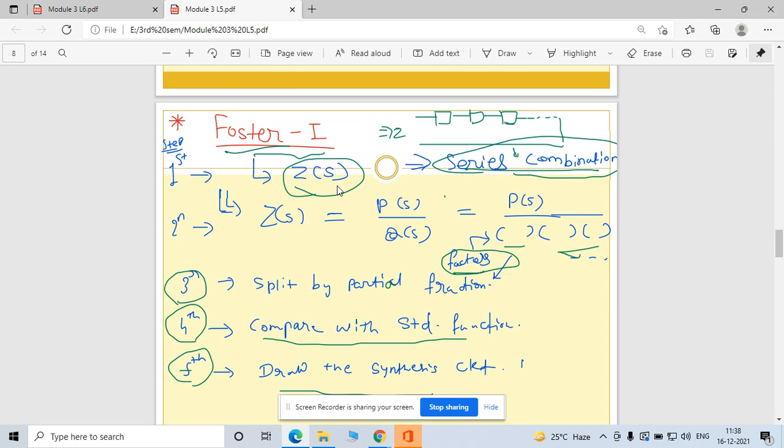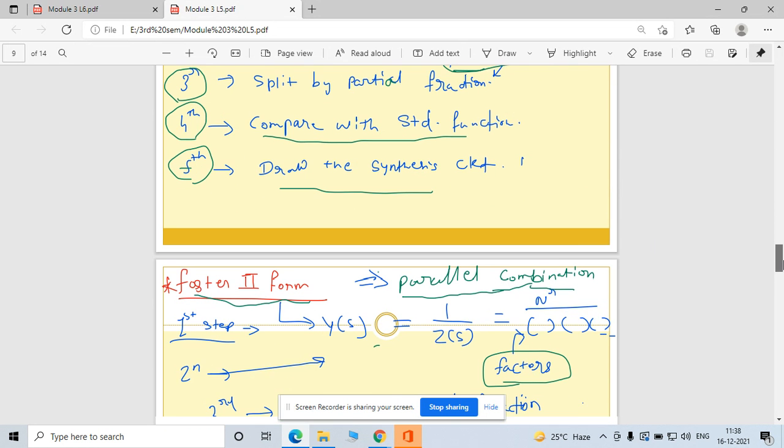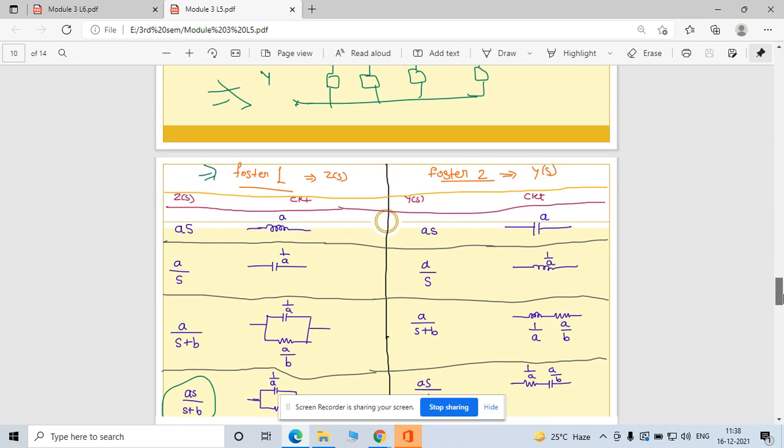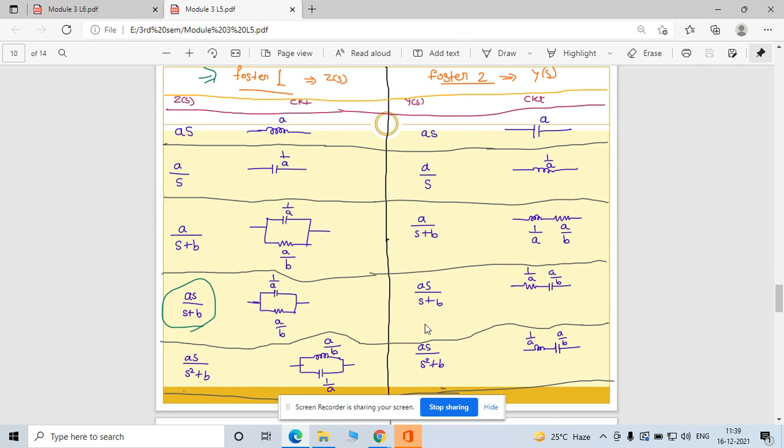Okay, so this impedance function is nothing but the series combination of various elements. So we have to identify that element. Okay, now how to proceed? These are some standard circuits, and the respective impedance and admittance functions are given here. Now simply, how to find it?